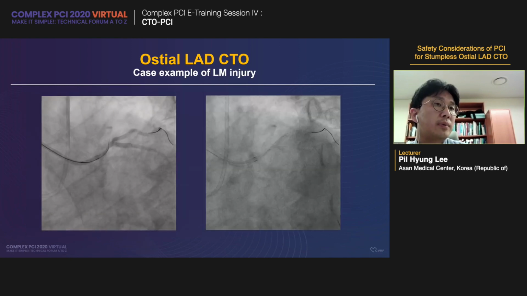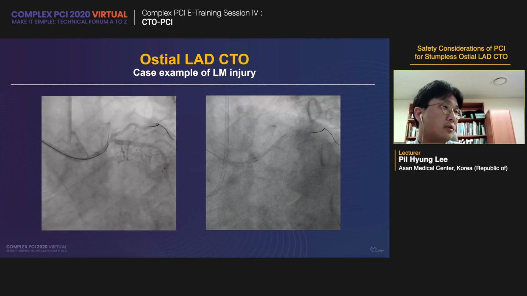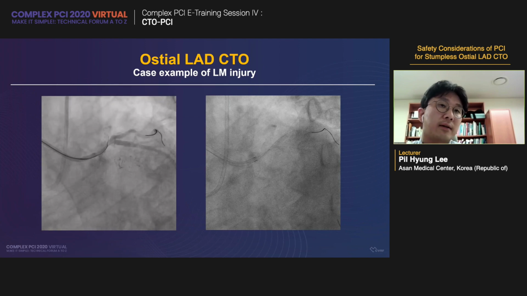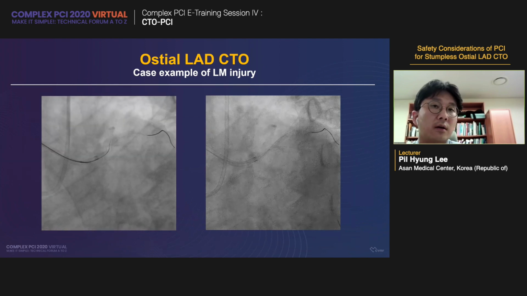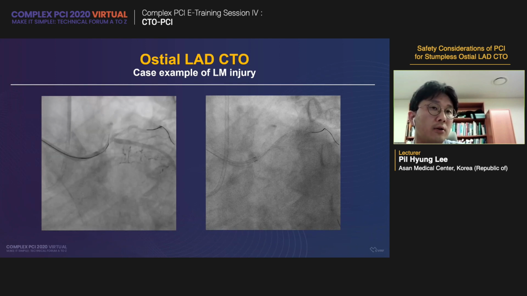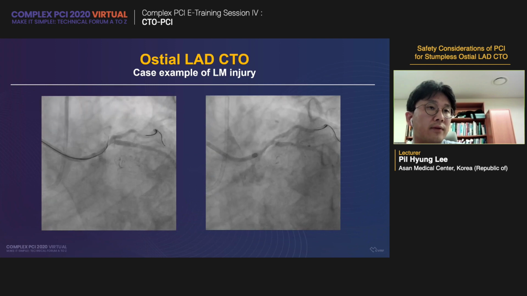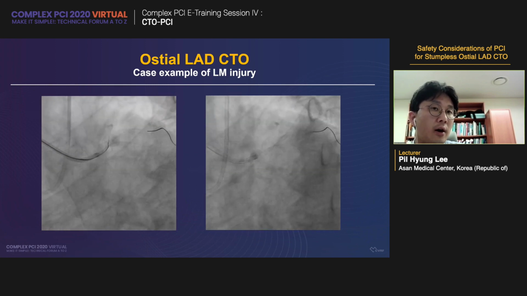This would be the typical example of left main injury when dealing with stumpless ostial LAD CTO. The operator identified the cap by IVUS and CT and tried to puncture it, but it was quite hard because of the calcification. He used a stiff wire, but lumen compressing dissection occurred at the left main shaft. You can appreciate that the circ and RI is protected by a guide wire from the beginning.